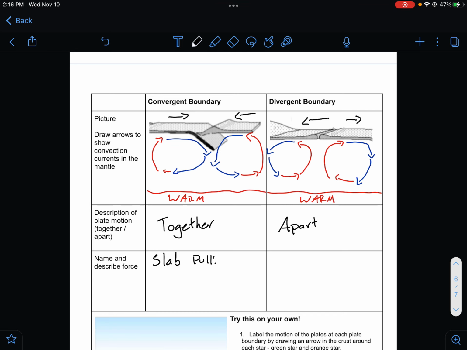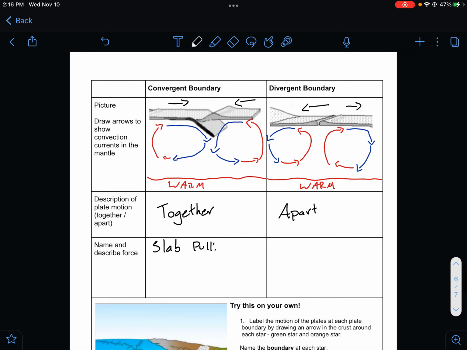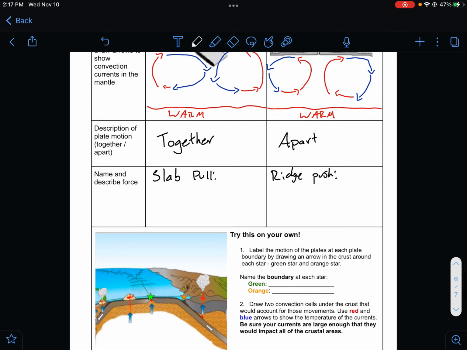And then if we went over to the divergent side, we see that these plates are actually pushing apart. If you remember the demos in class of being pushed apart, coming up here and being pushed away from each other, they're literally being separated, they're being pushed. And we know that this is our mid-ocean ridge right here, right? So if this is our ridge and it's being pushed apart, we would call this ridge push.